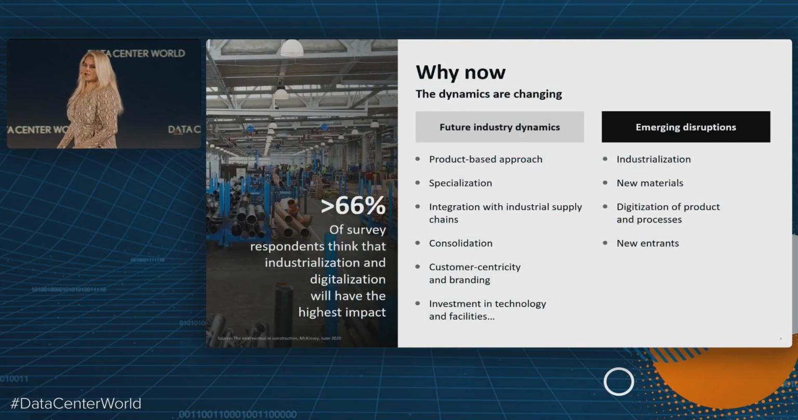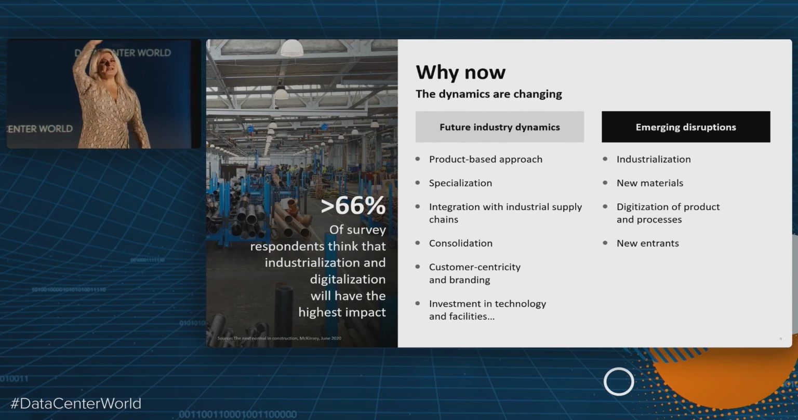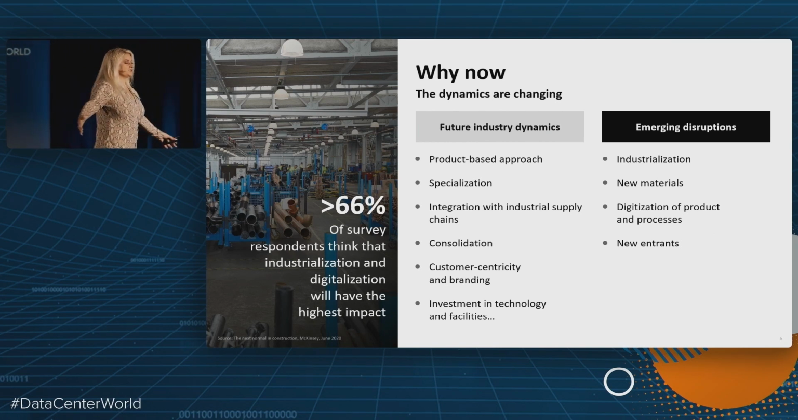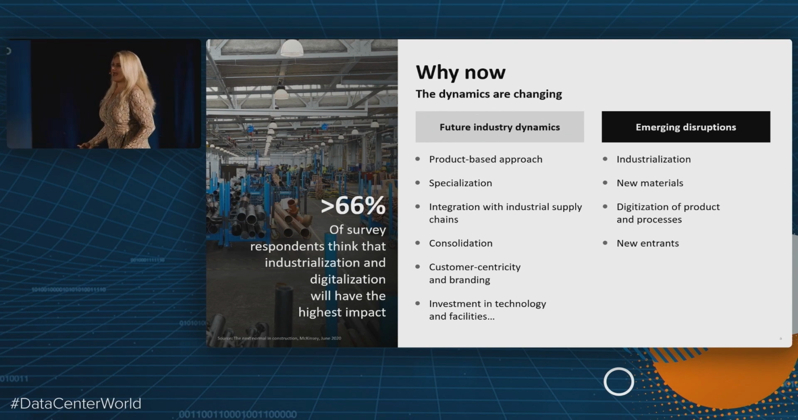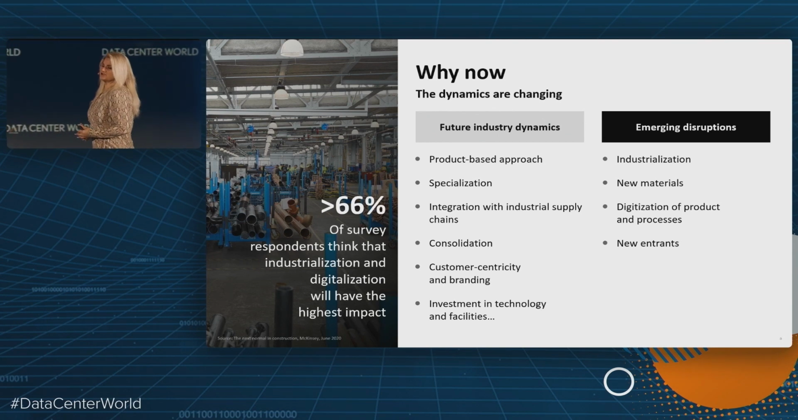So let's talk about why now. The world has changed. This report by McKinsey, from two years ago, said that in the next 15 years, 45% of all construction and design in the world is going to be done in an industrialized construction fashion. 45%. It's pretty much past the tipping point at that point. And why is it happening? Because we have these emerging disruptions that are happening.